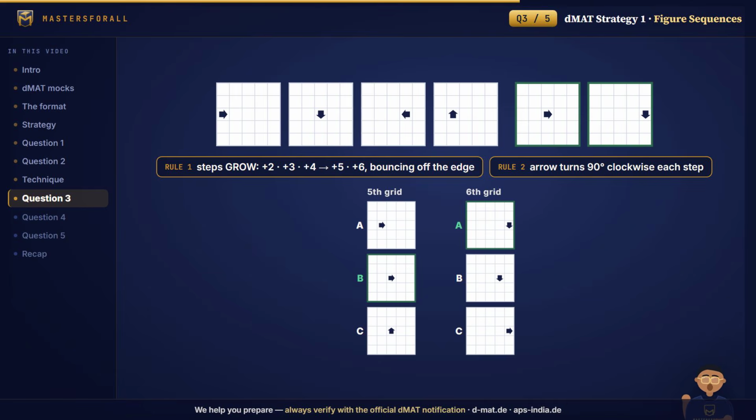Option B. 6th, 6 more. It runs left, bounces off the far edge, and comes all the way back to the right-hand column, pointing down. Option A. An accelerating step with a bounce is about as hard as this section gets. It did not beat you.